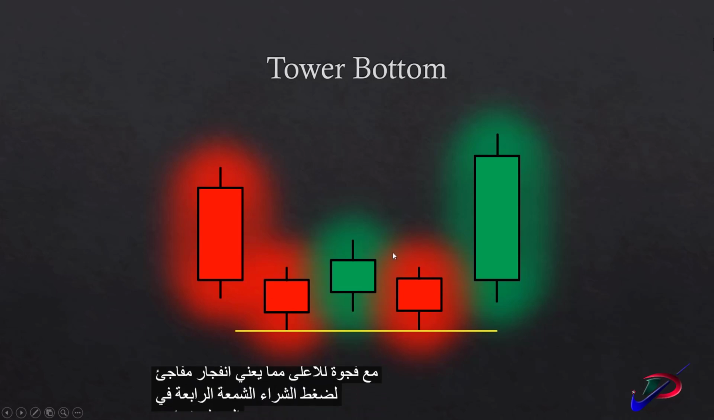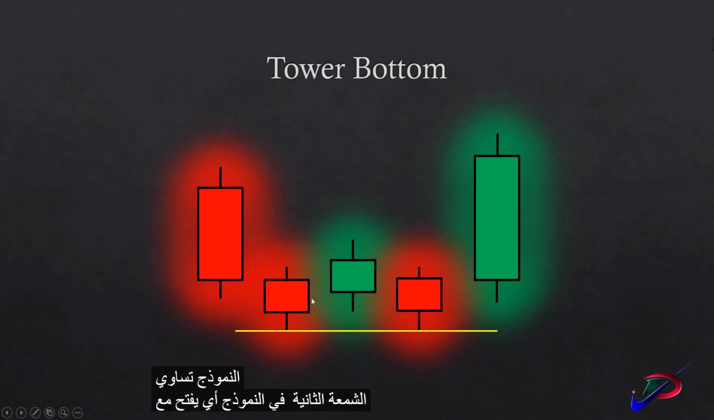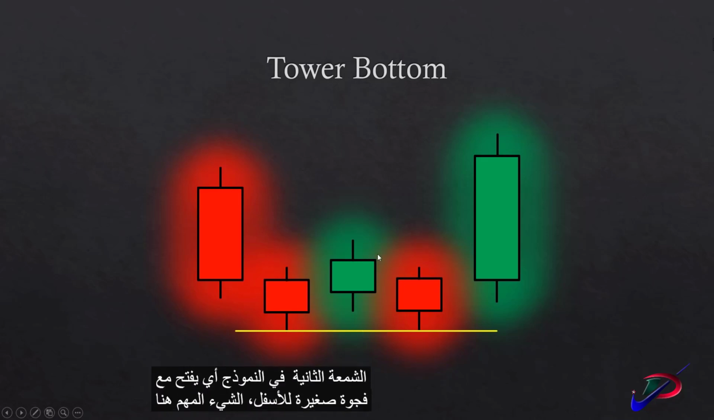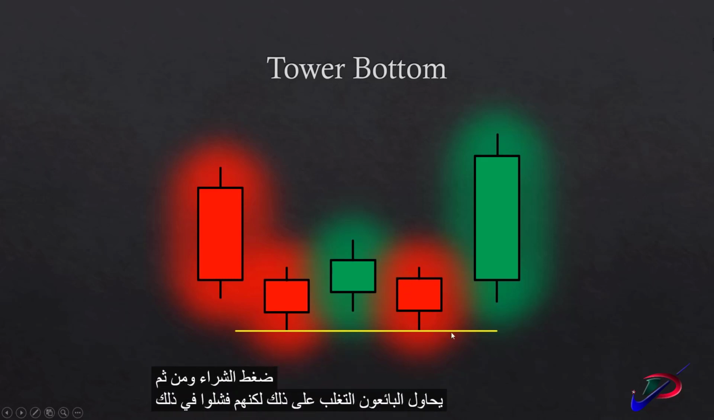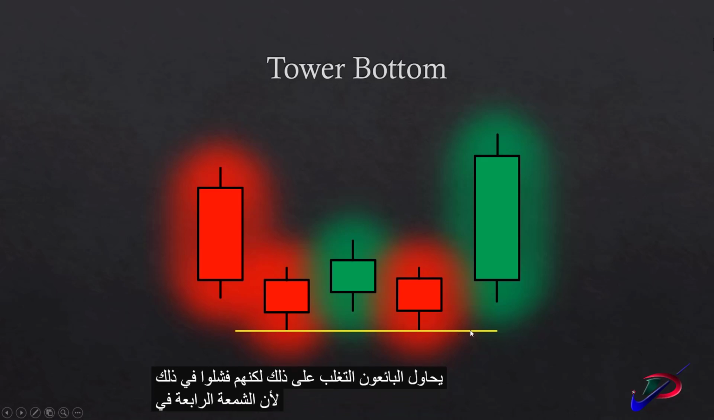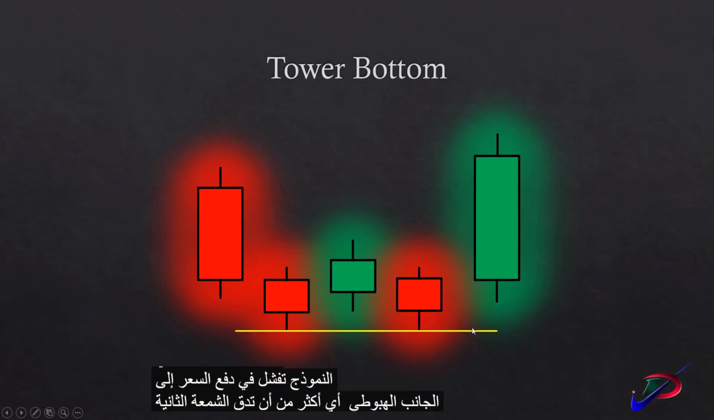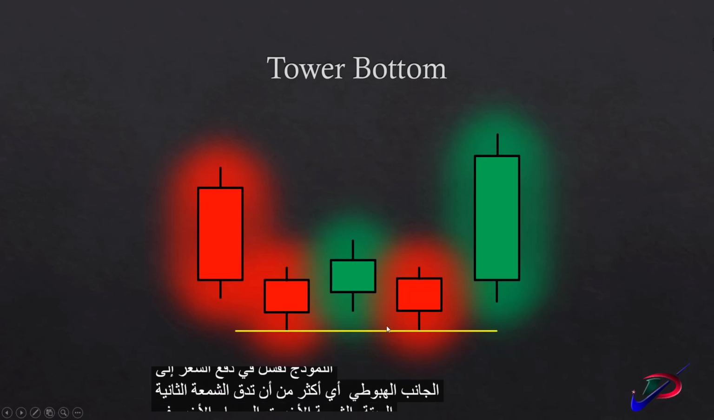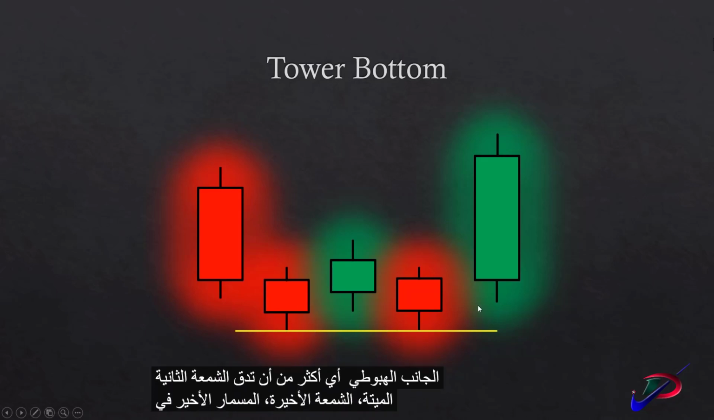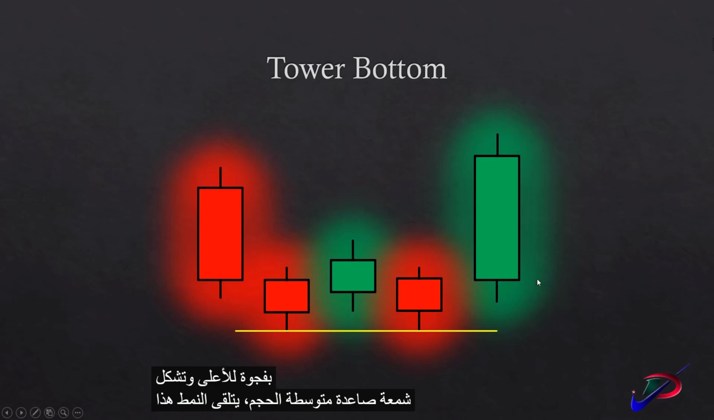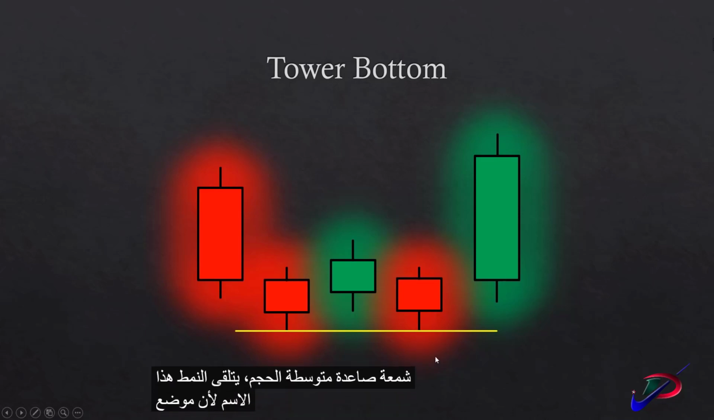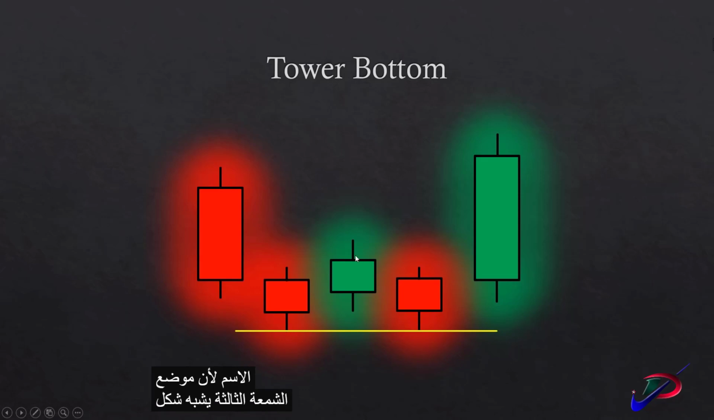The fourth candle in the pattern is equal to the second candle in the pattern, and it opens with a small gap down. The important thing here is that a sudden burst of buying pressure appeared, and then the sellers tried to overcome that but failed to do so because the fourth candlestick in the pattern fails to advance price to the downside any more than the second candle did. The last candle hits the final nail in the coffin, so to speak, because it opens with a gap up and forms a medium-sized bullish candle. The pattern receives this name because the position of the third candle resembles the shape of a tower.